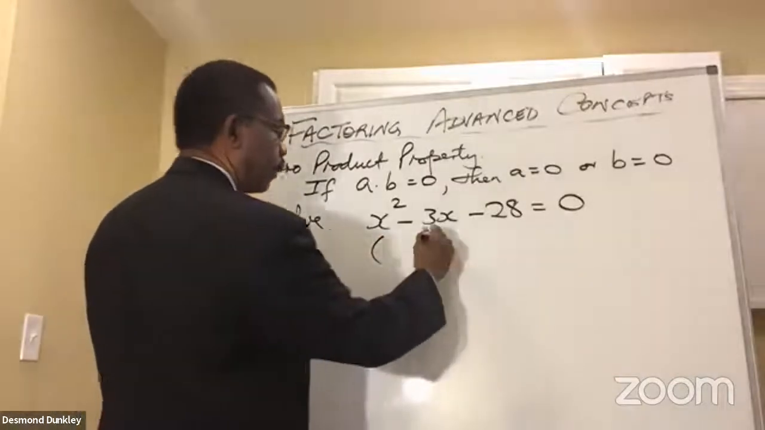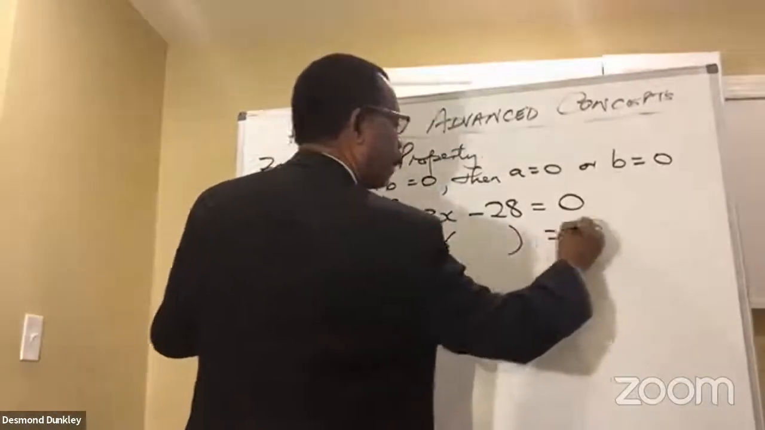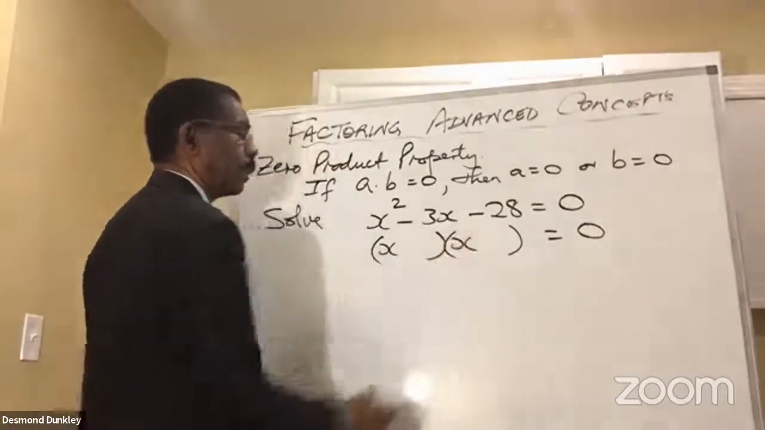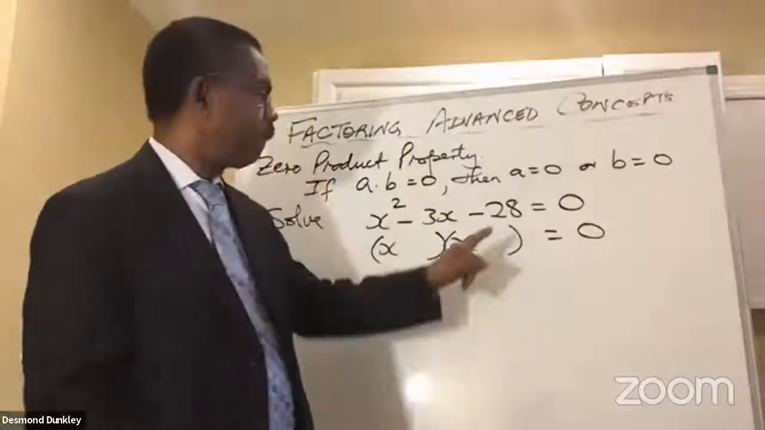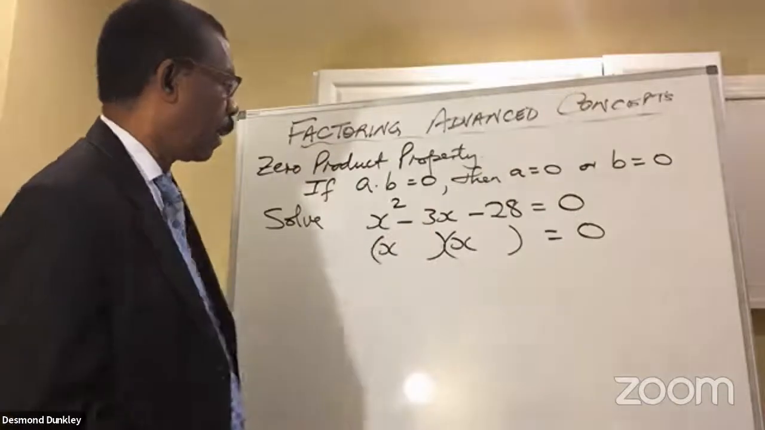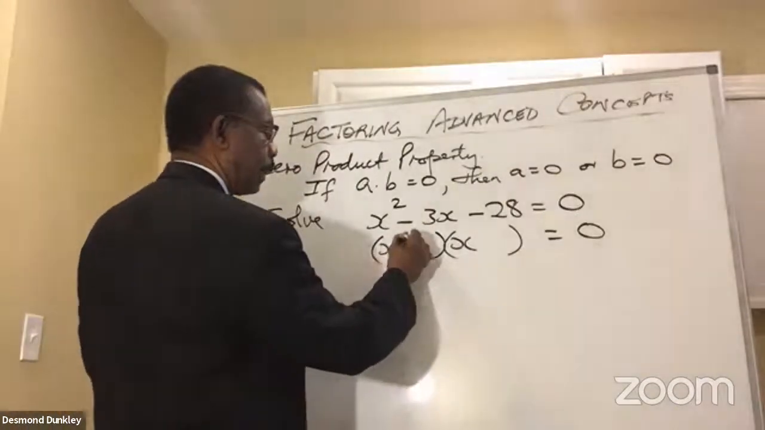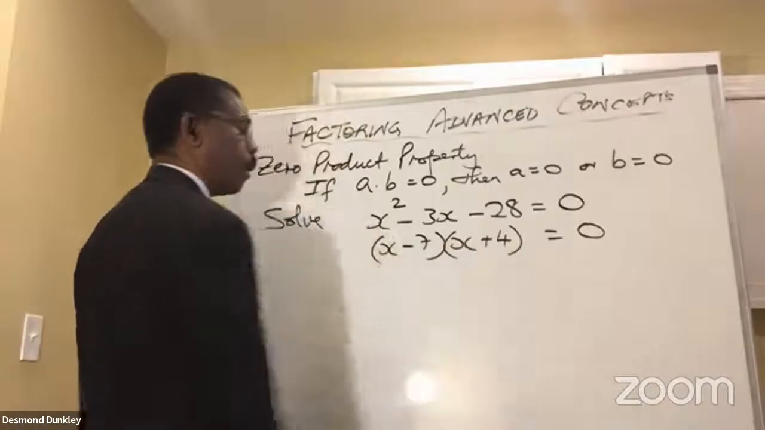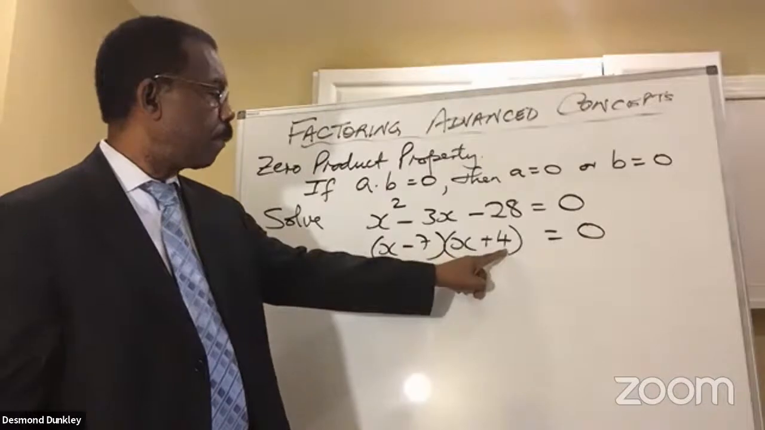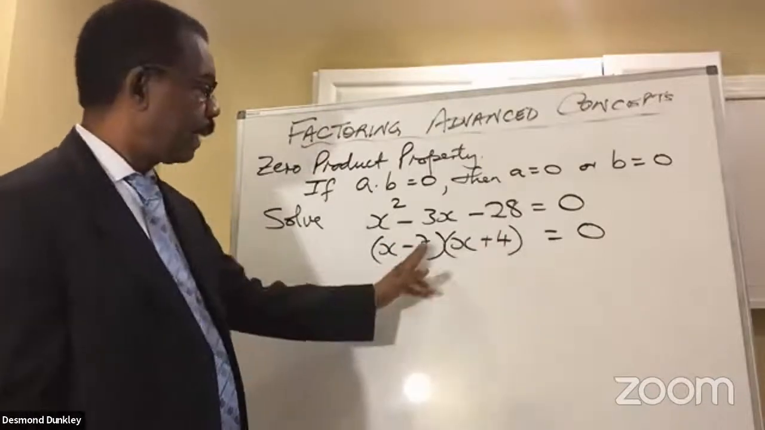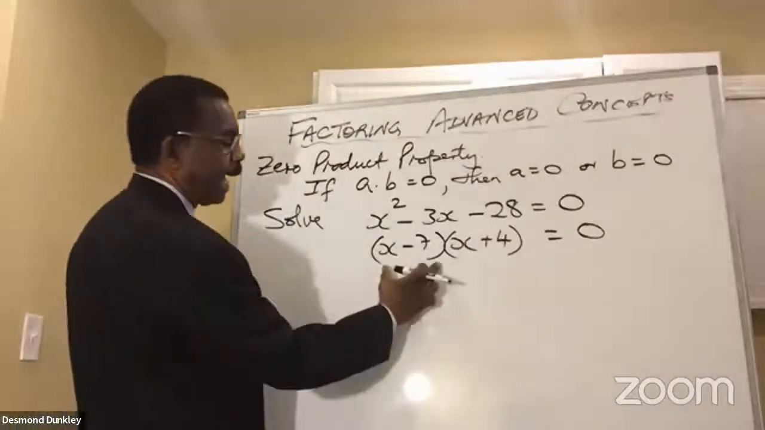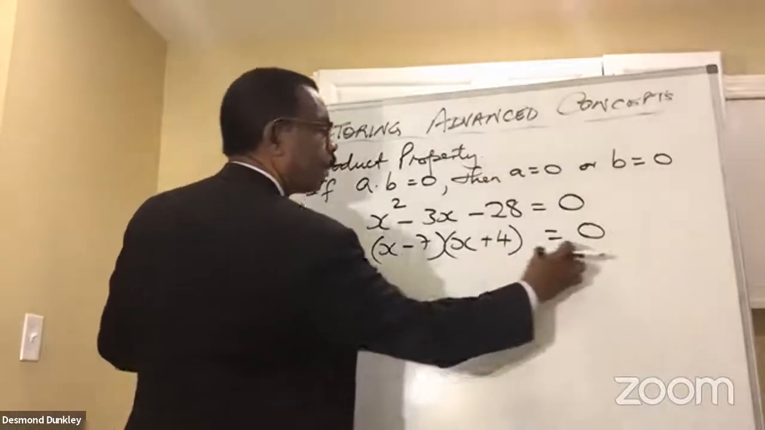So here we go. This is 1, so I can go ahead and put my x and my x. And the two numbers multiply to give me negative 28 and add to give me negative 3. If I'm not mistaken, I think it will be negative 7 and positive 4. Let's check. Negative 7 times 4, negative 28. Negative 7 plus 4, negative 3. So perfect. Now we have something times something equal to 0.